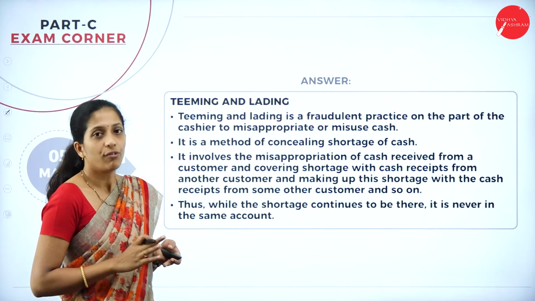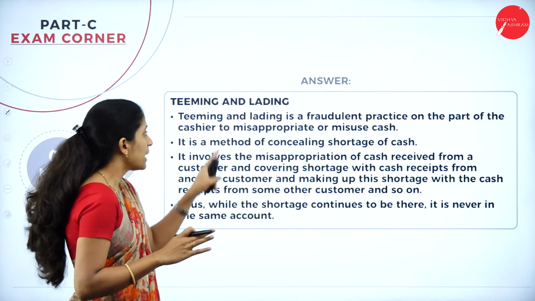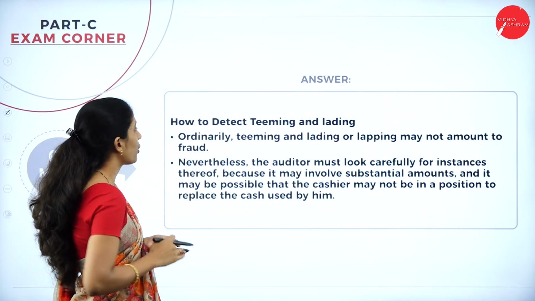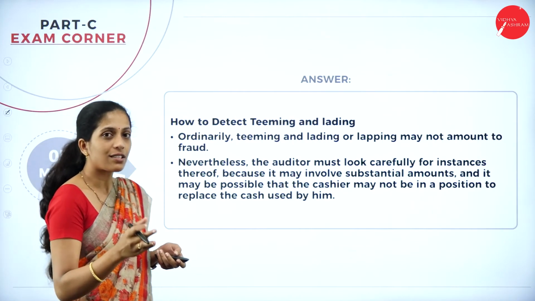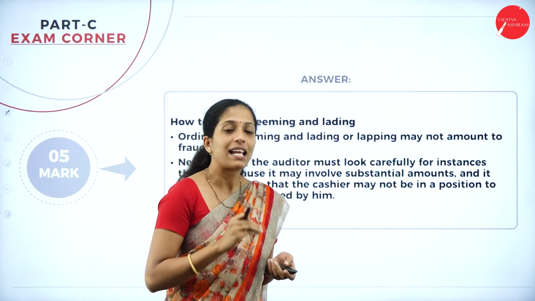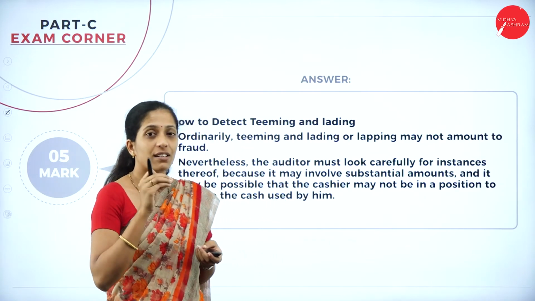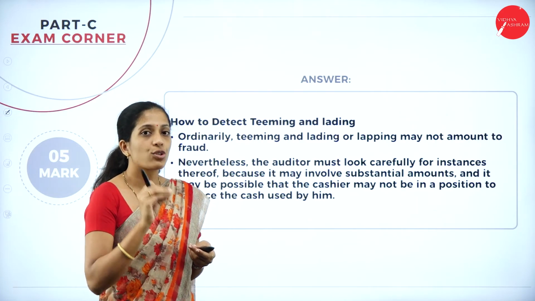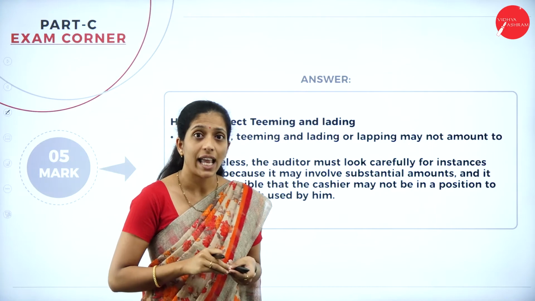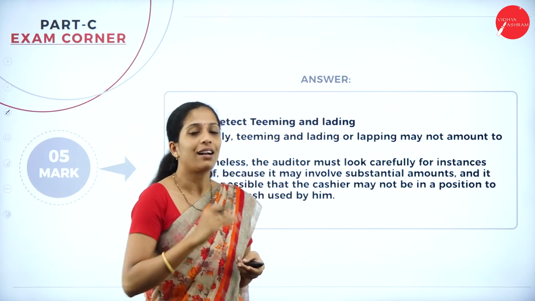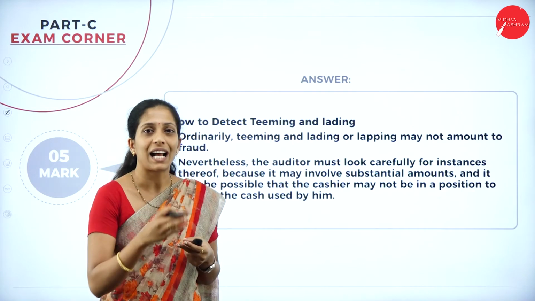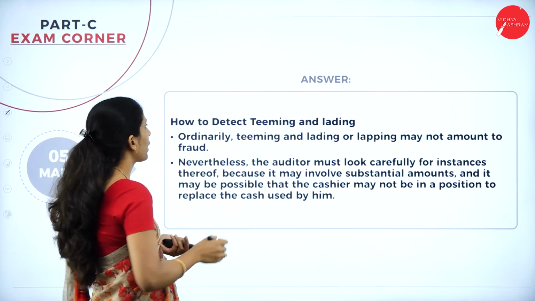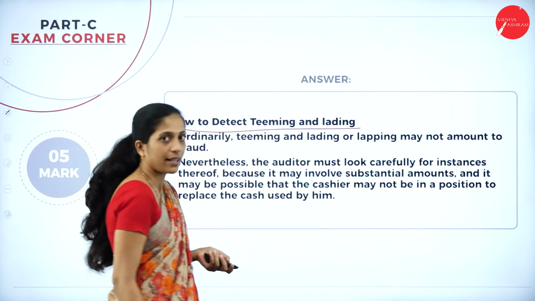This is a simple 5 marks question where you have to write about teaming and lading, and you can give a better example also. We have already discussed examples. Just now I told the example: A is a customer from whom the amount has been received, but instead of crediting that amount to A, the cashier will misuse that amount. That is nothing but teaming and lading. He will be postponing that payment. So that fraudulent activity with cash is called teaming and lading.